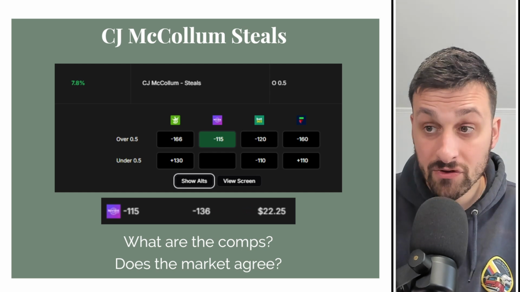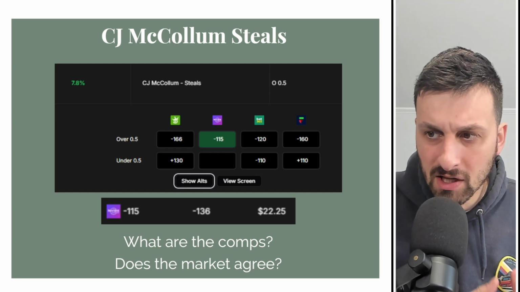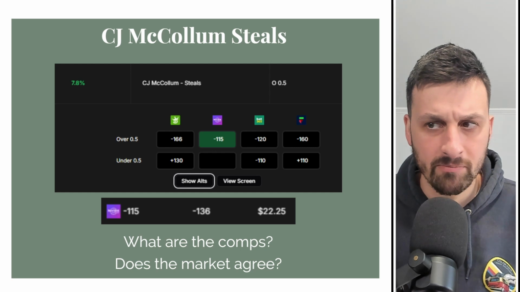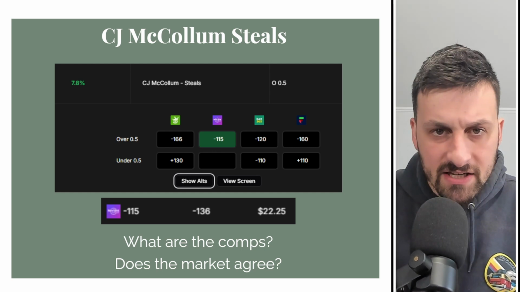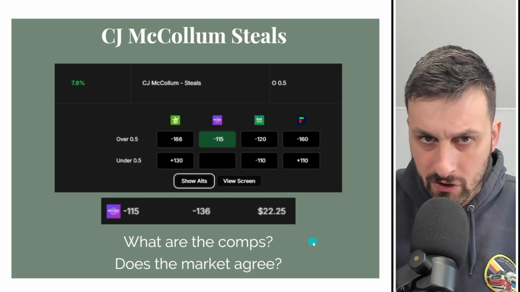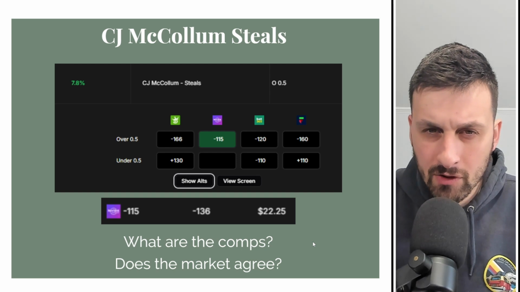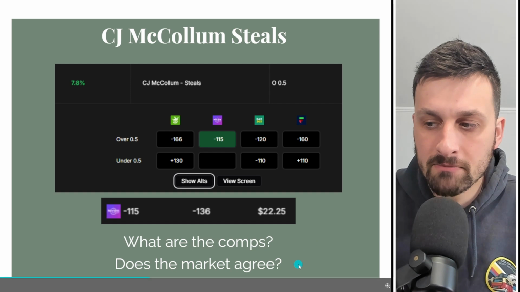Let me be very clear, this is not necessarily a bad bet. This could certainly be the plus EV side of the market. It could certainly be a good bet based on the game script and the matchup. But some questions you need to get in the habit of asking yourself are these two questions down here. What are the comps? In other words, how do the other books look compared to Hard Rock at minus 115? And does the market agree?